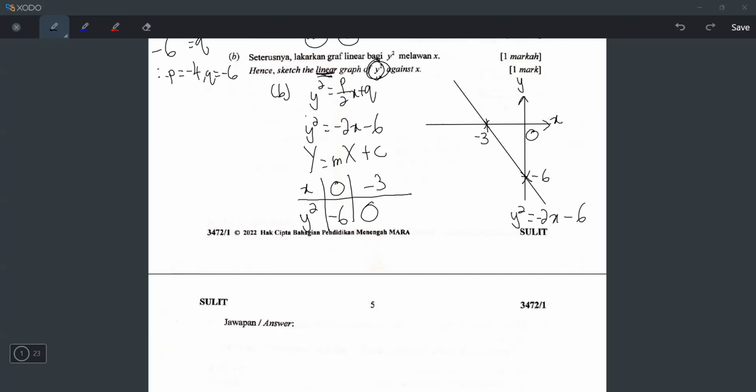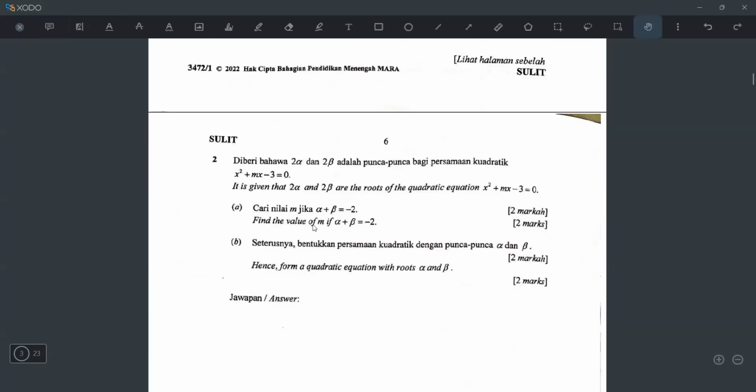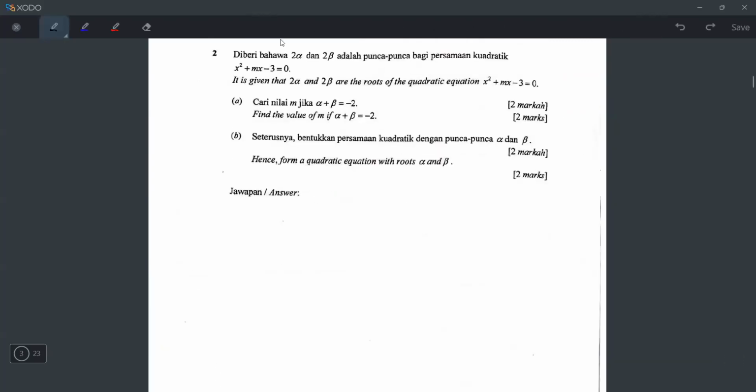Okay, let's continue with the next question. Let's go to question 2. This is obviously a quadratic question. When you see alpha, beta, roots, you should know that it's a quadratic from chapter 2. Let's read. It is given that 2 alpha and 2 beta are the roots. The moment you see the word roots, but they never mention 2 different roots or 2 equal roots or no roots, you should think about the solve method. You will be using the solve method.